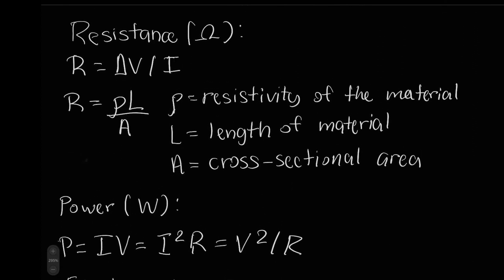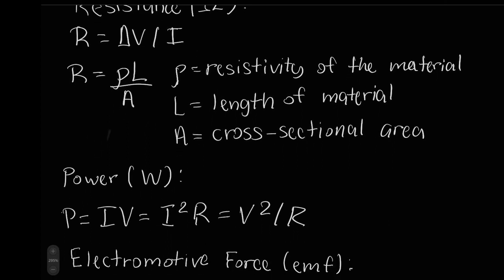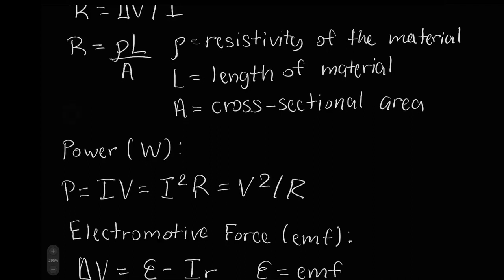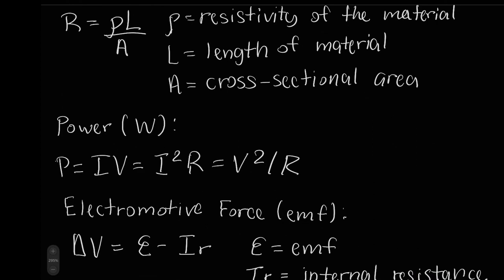Now, if you want to find the power of a circuit, we can find it in multiple ways, with power being equal to I times V, or I squared times R, or V squared over R, which is the electrical potential difference squared over the resistance of the circuit. And power is measured in watts, so the units would be W.